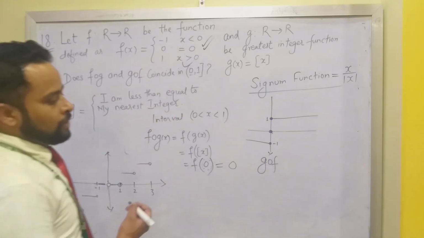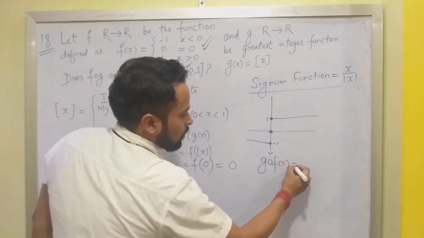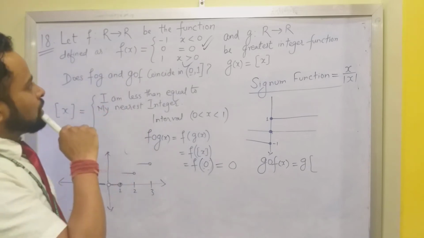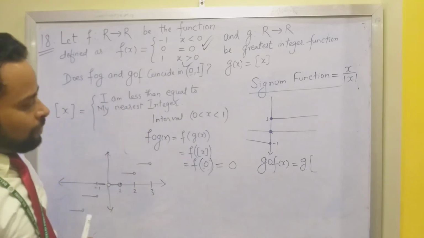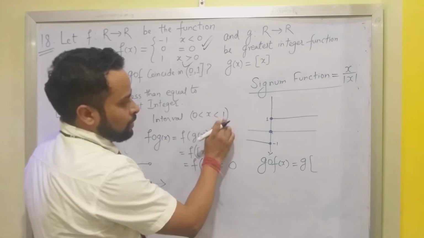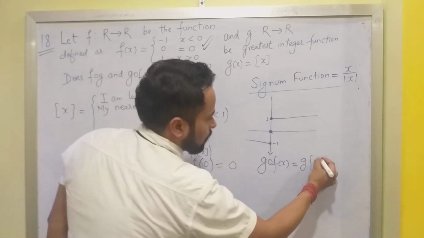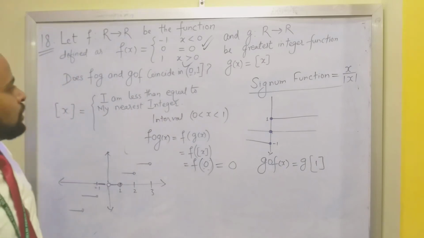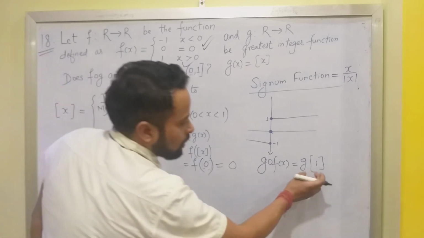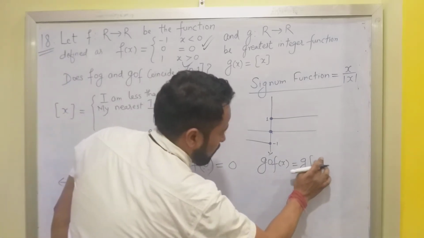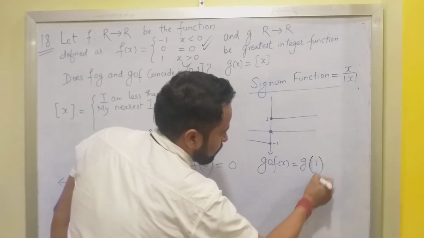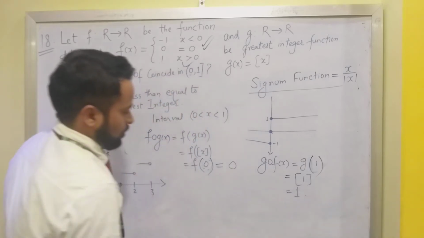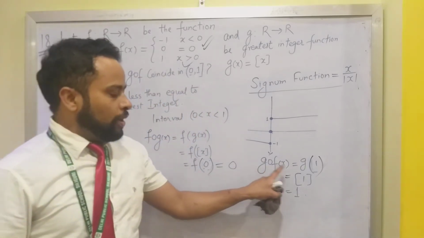GOF is g of f of x. What is f of x? F of x is the signum function. The signum function between 0 and 1 becomes 1, isn't it? And what is g? G is the greatest integer function. Let me write it in brackets first. G of 1 means greatest integer of 1. I am getting it as 1. FOG is giving me 0, GOF is giving me 1.